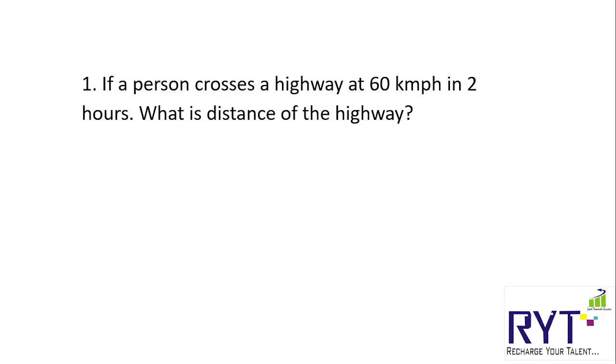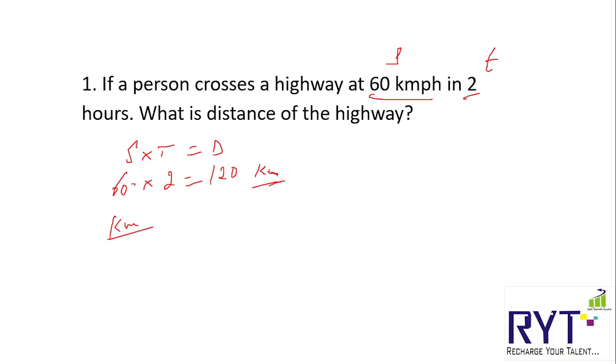If a person crosses a highway at 60 km per hour, so what is given? Speed is given, in 2 hours, so time is given. So we can say speed into time is equal to distance. Speed is 60 into time is 2 hours. So 120 kilometers. Why do you get kilometer? Because speed means we have kilometer per hour, time means we have hour. So the hour in the denominator and hour in the numerator get cancelled. We will have kilometers. That's why for distance we will write kilometers.